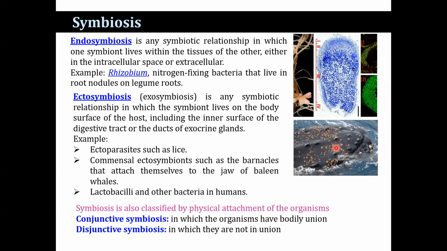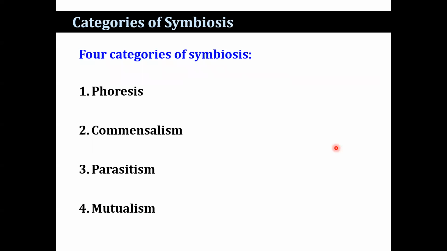And symbiosis is also classified by physical attachment, and they are categorized as conjunctive symbiosis, in which organisms have bodily union, meaning they are attached to the body, and disjunctive symbiosis, when they are not united with the body of the host. Now, symbiosis has four categories: phoresis, commensalism, parasitism, and mutualism.